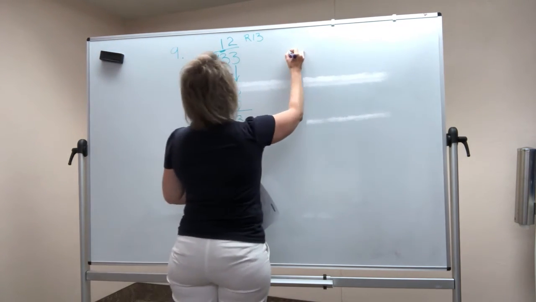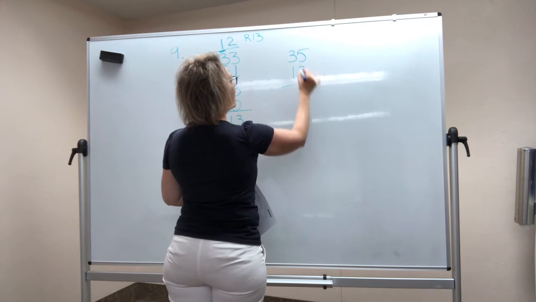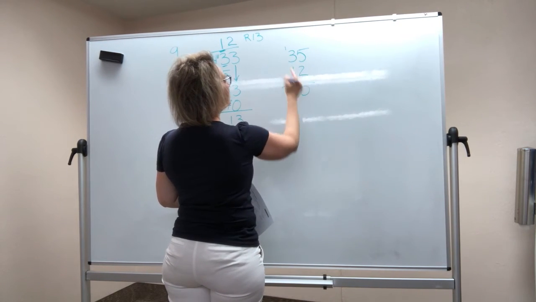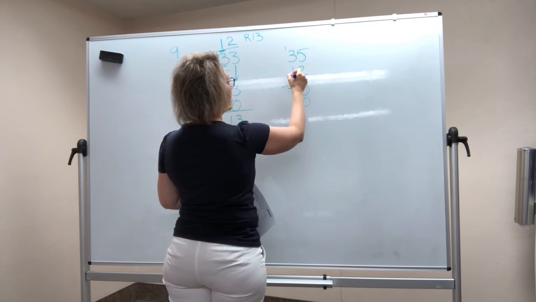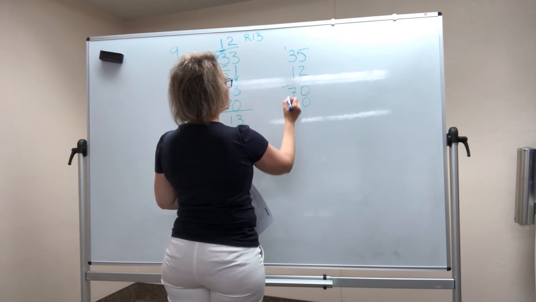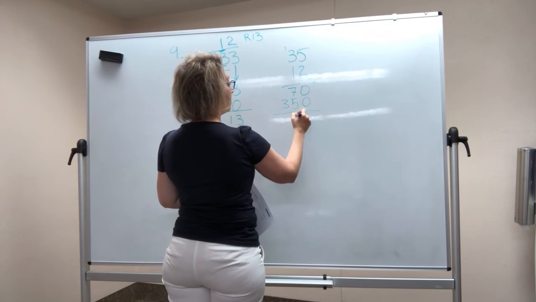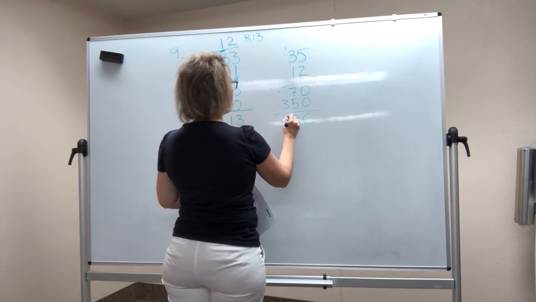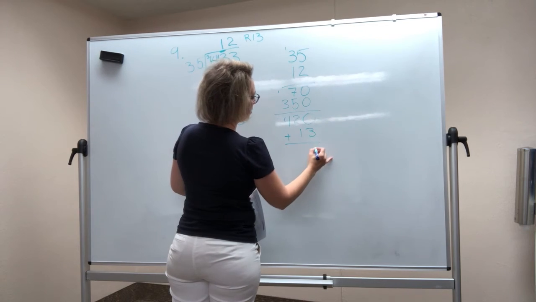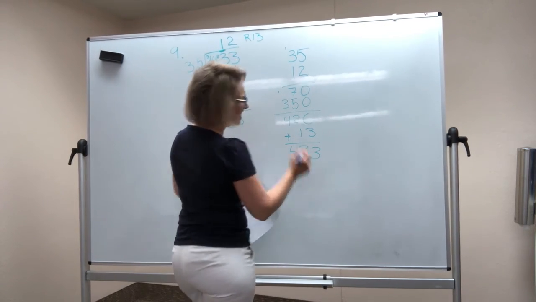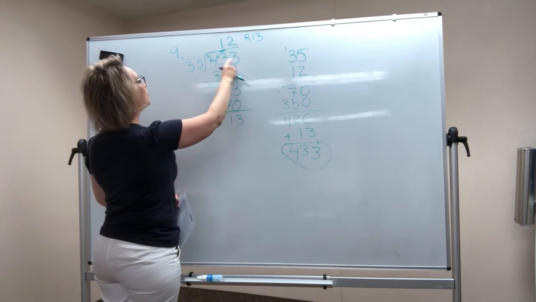So let's try it. I'm going to go 35 times 12. 2 times 5 is 10. Carry the 1. 2 times 3 is 6, plus 1 is 7. I'm going to move over one spot here. I'm going to put that in to space it out. Now 1 times 5 is 5. 1 times 3 is 3. We'll add up here. 0 plus 0 is 0. 7 plus 5 is 12. 3 plus 1 is 4. And now I have to add the remainder plus 13. 3, 3, 4. Yay! We did it right, because that 433 is the same as the 433 here.